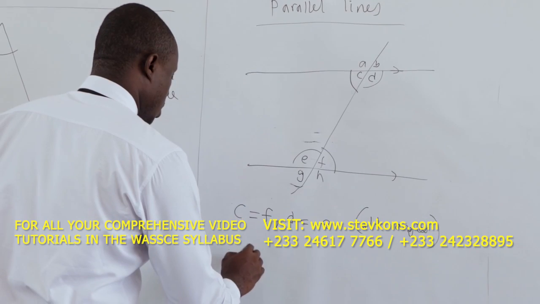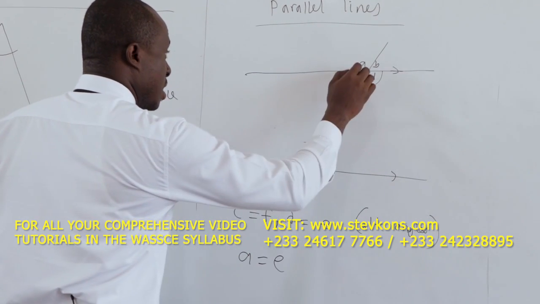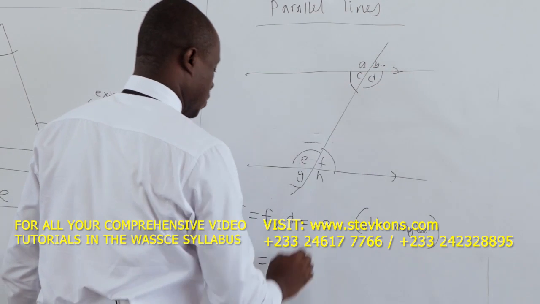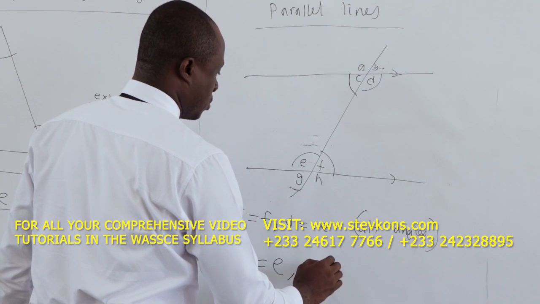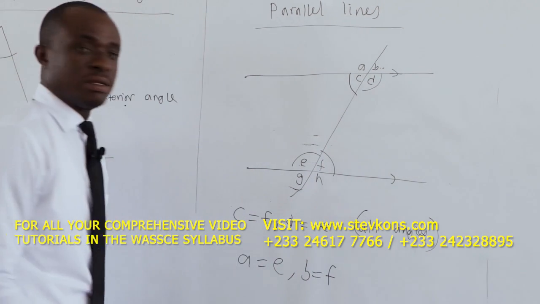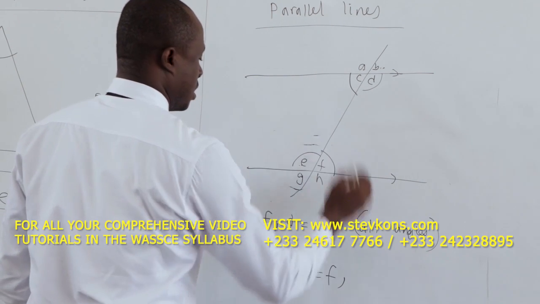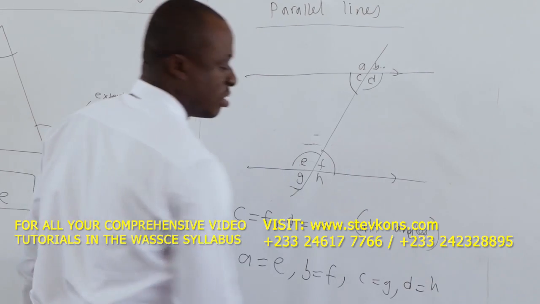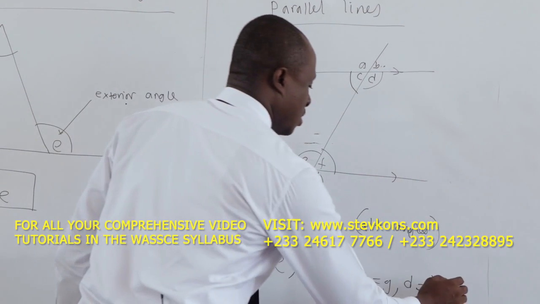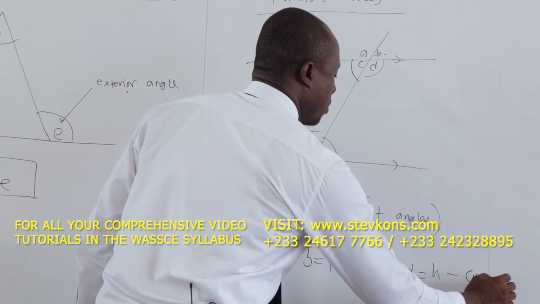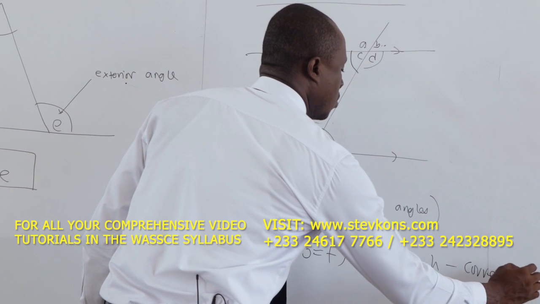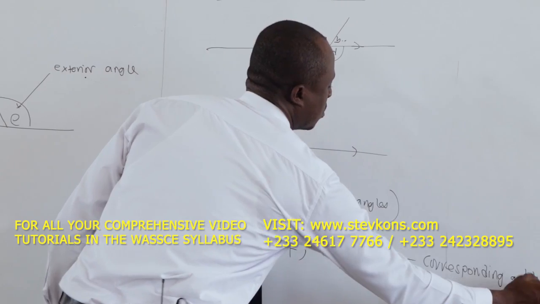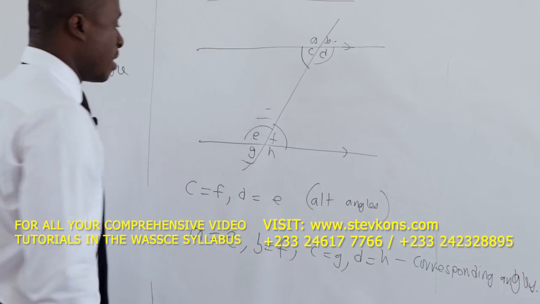Now, also, A is equal to E. The angle here is equal to the angle E. And then the angle B is also equal to angle F. And we can also say that C is equal to J. We can also say D is equal to H. And what are these? We see that these are corresponding angles. These are corresponding angles.